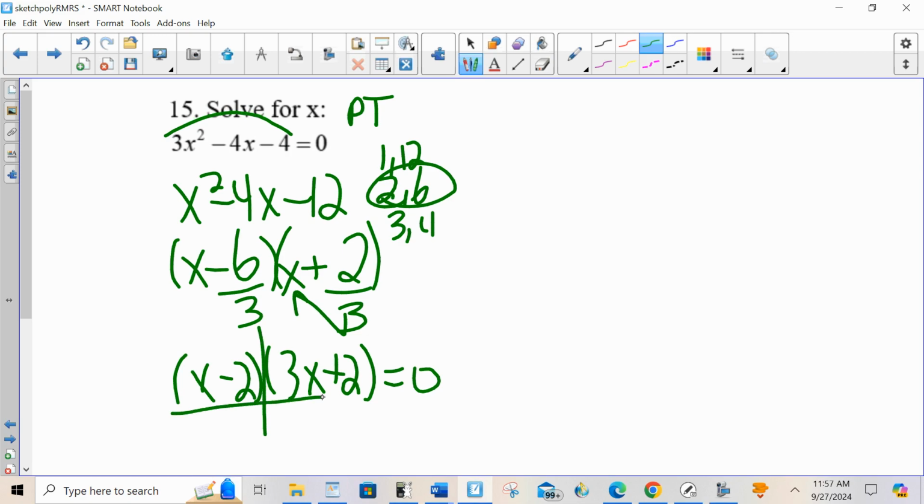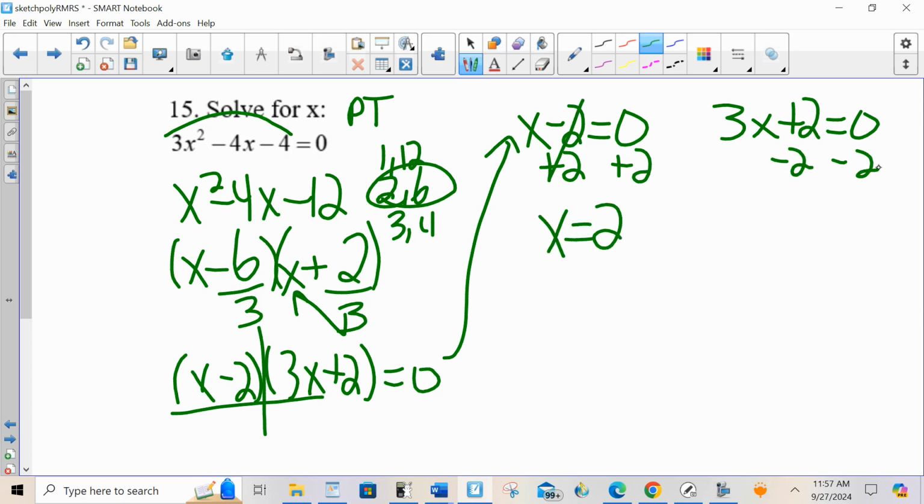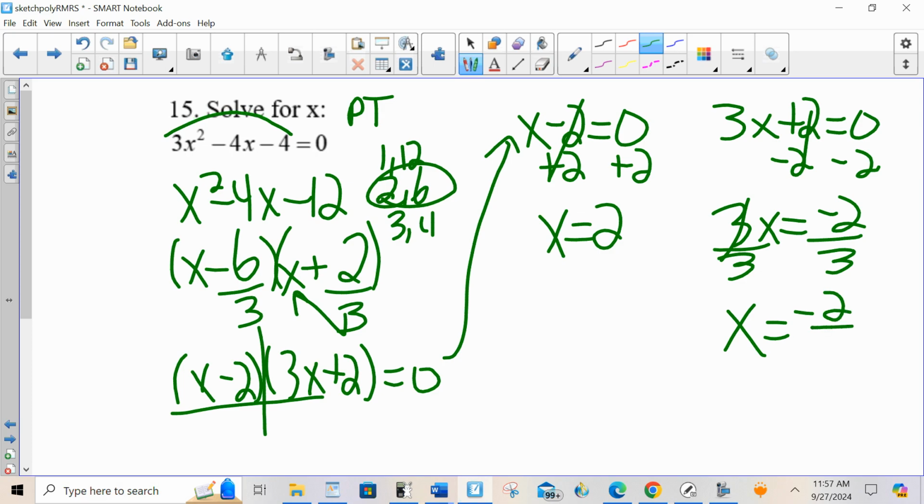Now we set each factor equal to 0. We set x minus 2 equal to 0. We set 3x plus 2 equal to 0. And we solve each of them. X equals 2. Minus 2, minus 2. 3x equals -2, over 3, over 3. X equals -2/3.